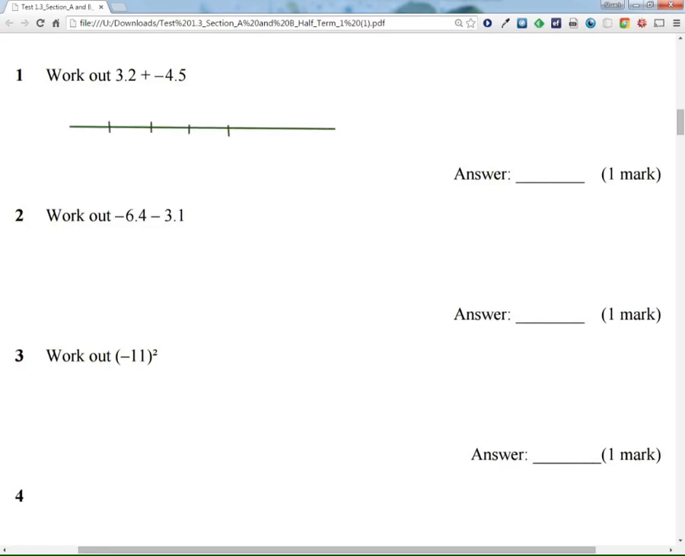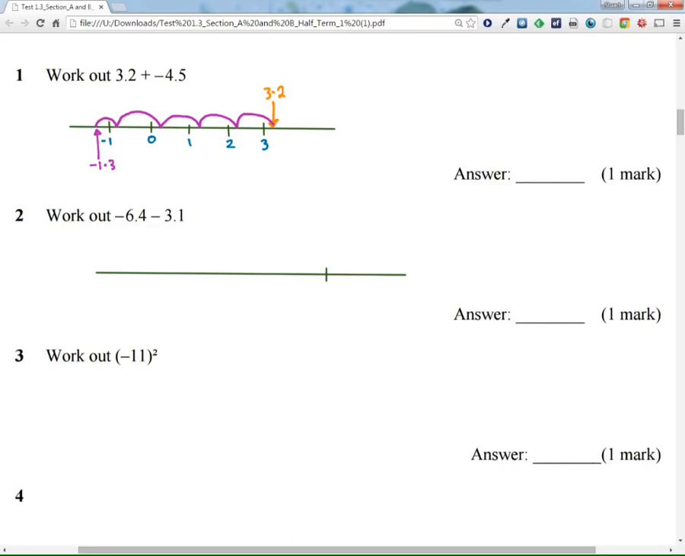This question says we're at 3.2 on the number line, and we add negative 4.5. So if we're adding 4 sandbags, we go down, we go to the left, so we're really subtracting 4.5. Subtracting 4 takes us around there, subtracting another 0.5 takes us there. So when you do 3.2 add minus 4.5, you end up at minus 1.3, so that should be your answer.